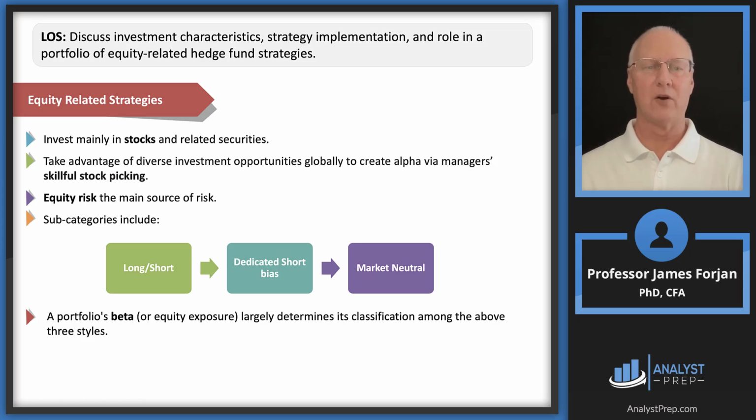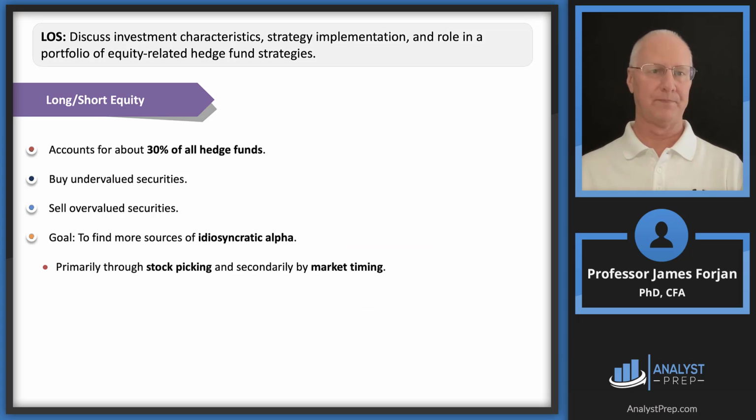So here's some subcategories: long short, which we'll talk about, dedicated short bias, and then market neutral. Look at that bottom arrow point. That's probably a really, really good exam question. The portfolio's beta is going to determine that particular classification. All right, so let's do this long short equity. Counts for 30% of all hedge funds.